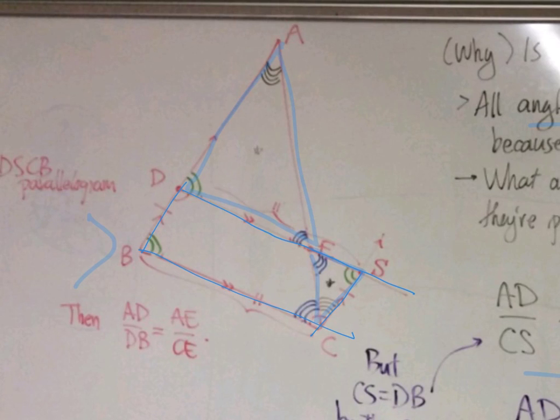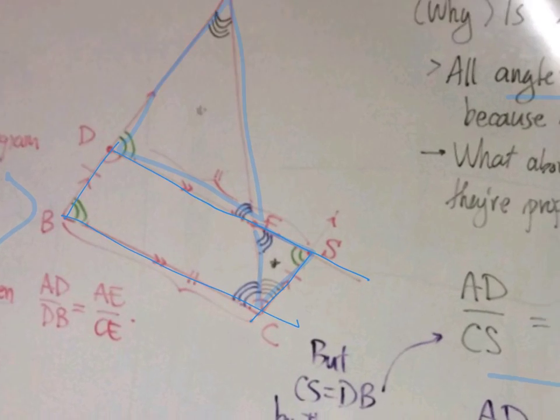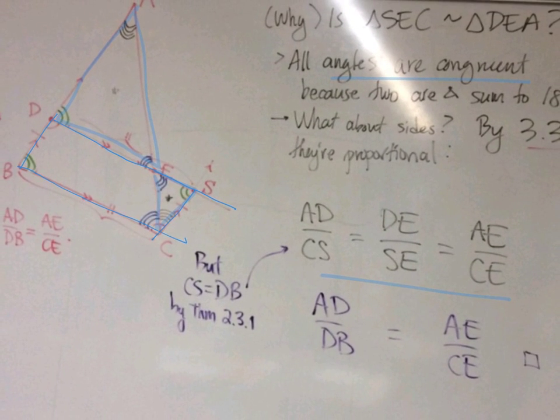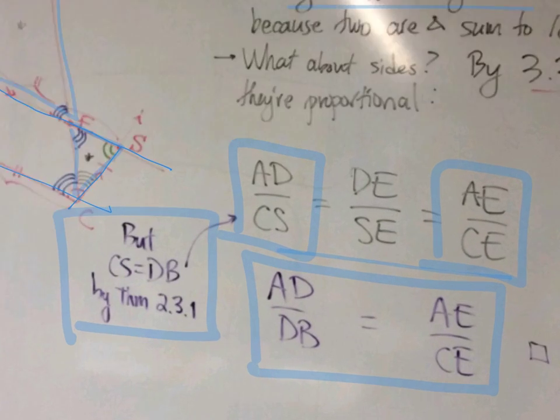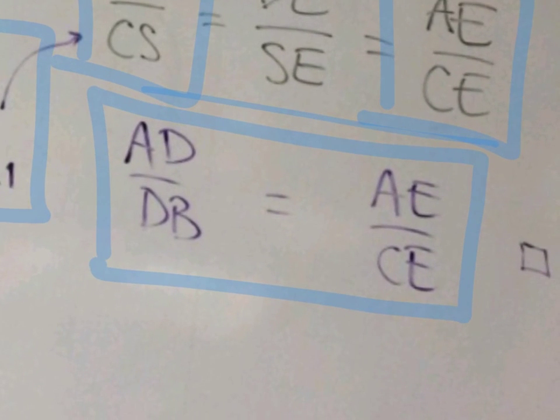But if we do get proportionality of the sides, then because we ended up constructing a parallelogram in that original figure, and because parallelograms have congruent opposite sides by 2.3.1, we ended up getting an equality of two proportions, one denominator of which we can swap out with DB, and proving the statement that we were trying to prove. AD over DB is equal to AE over CE.